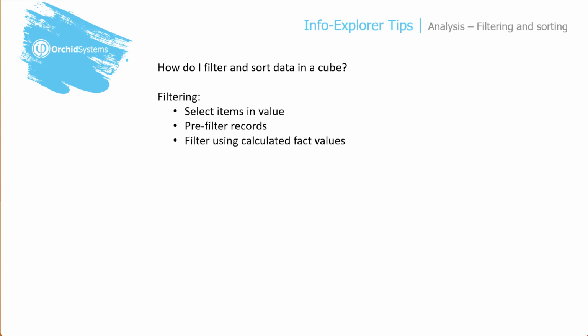Thanks, Natalie. I'm going to give you some tips on filtering and sorting using Info Explorer. For filtering, there are 3 different ways you can filter the data you're seeing: either by selecting a particular dimension value, or you can pre-filter the underlying records, or you can filter on a calculated fact. And for sorting, you can either sort your data by dimension value or by fact.